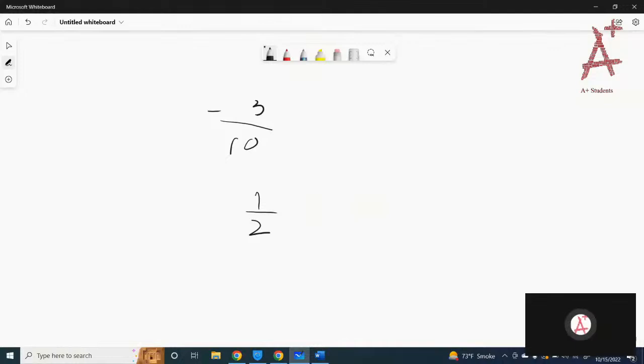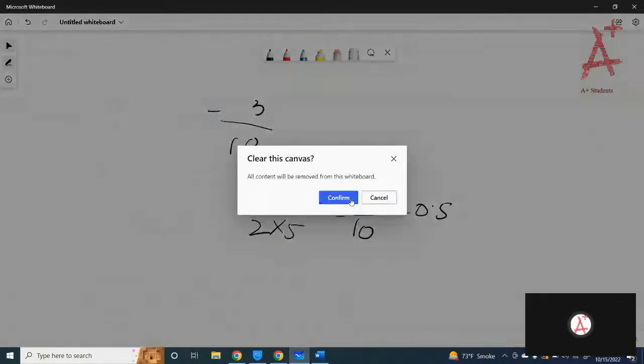Okay, just make the denominator 10. So 2 times what number is 10? 2 times 5 is 10. So multiply and divide both of them by 5. 5 times 1 is 5 and 5 times 2 is 10. So 5 over 10 is 0.5. Got it? So 1 by 2 as a decimal equals 0.5. Got it?